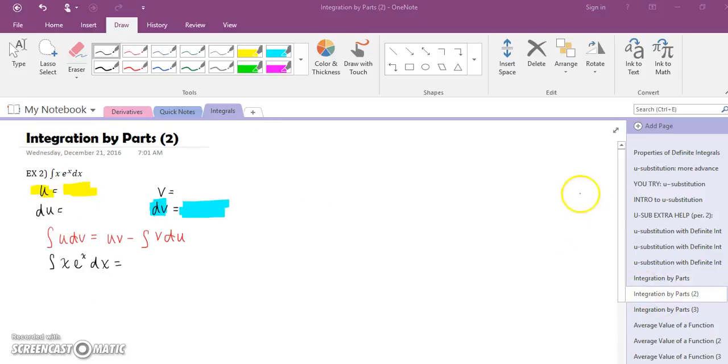So let's do a couple more examples, basically however much time we have left here. All right, example 2, I have x times e to the x.